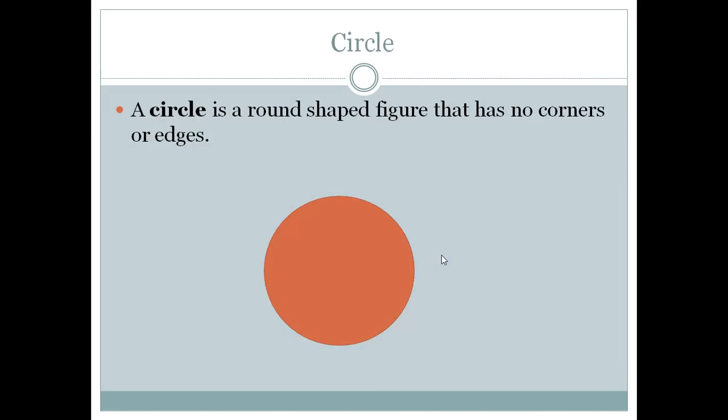After that, circle. A circle is a round shaped figure that has no corner, no edge. There is no side, only one curved line starting from one point and meeting at the same point. That is known as a circle.